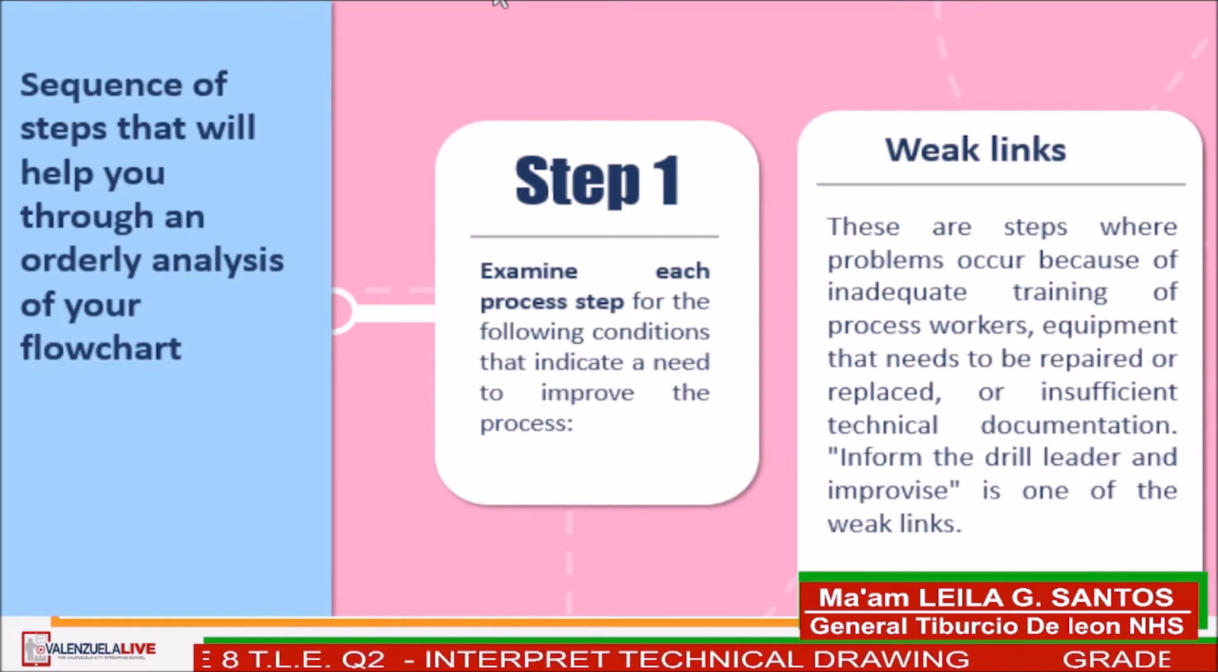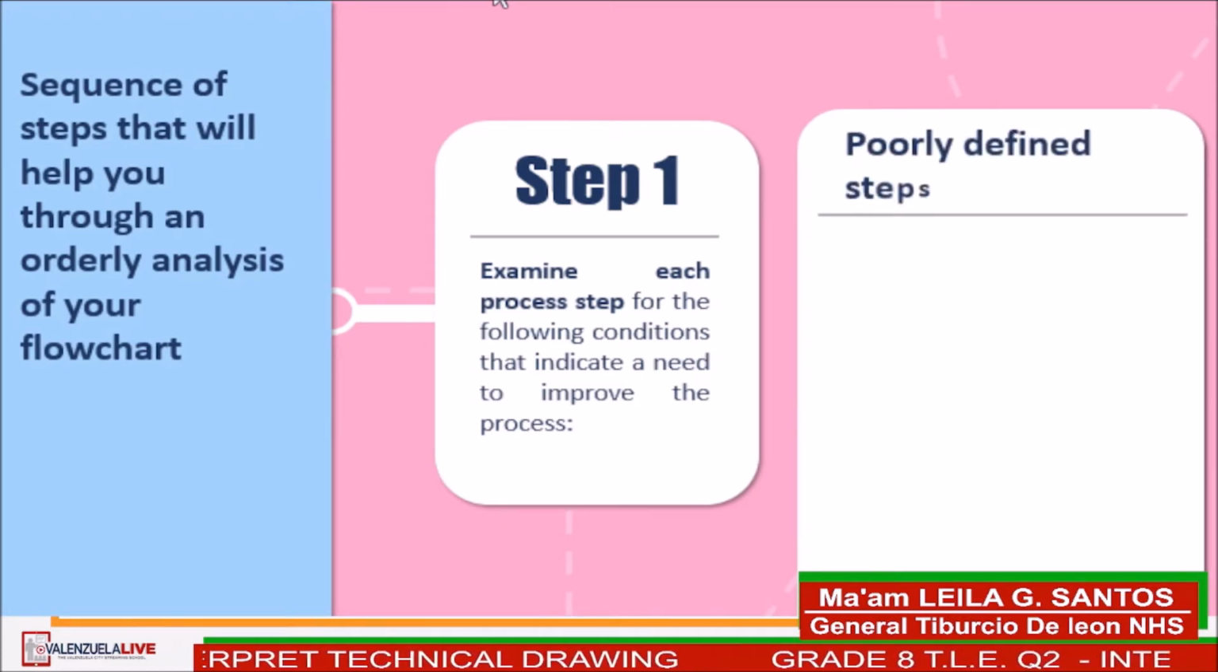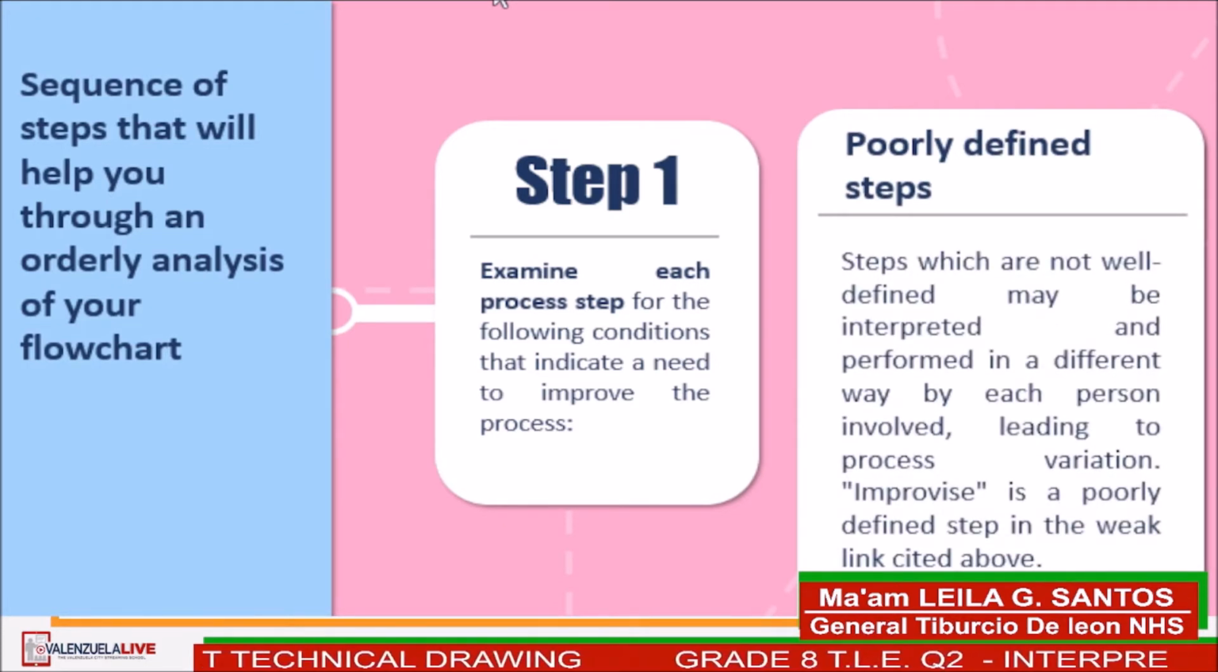Inform the drill leader and improvise is one of the weak links. Next is poorly defined steps. Steps which are not well defined may be interpreted and performed in a different way by each person involved, leading to process variation. Improvise is a poorly defined step in the weak links cited above.